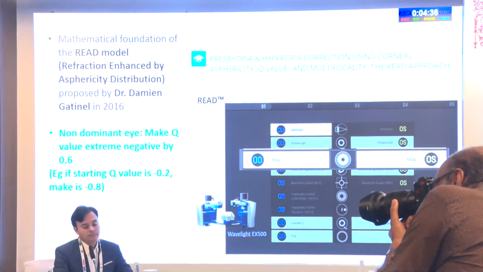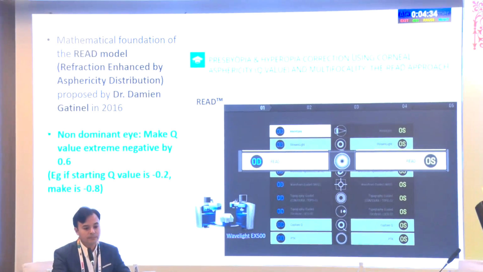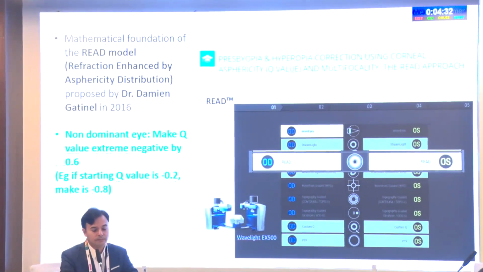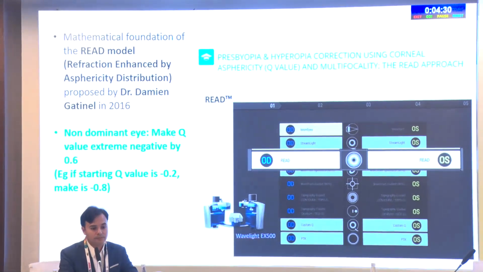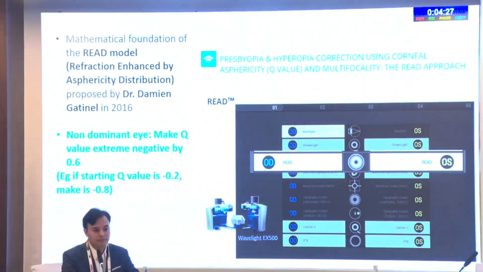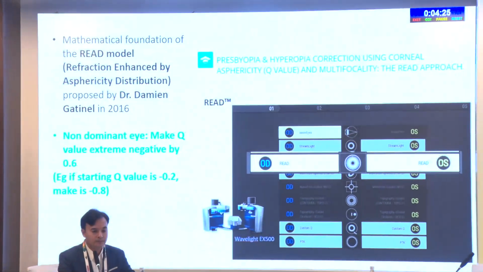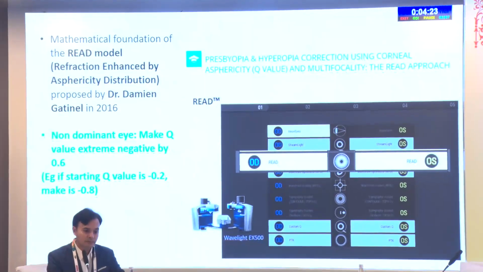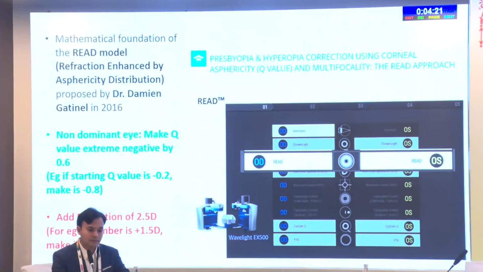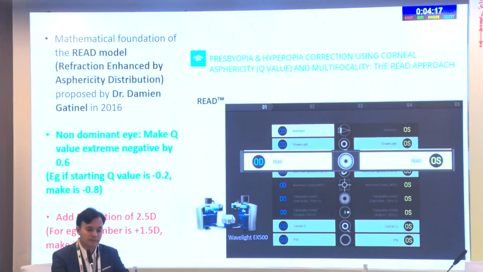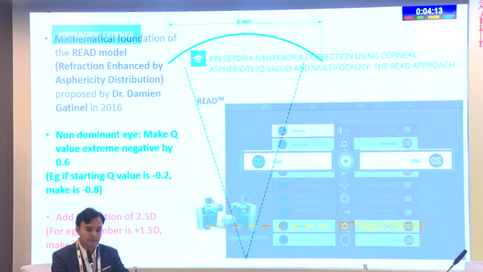As per the Reed model on the wavelight platform, although not available in India right now, they make the non-dominant eye Q value more negative by 0.6. So if the starting value is minus 0.2, it is made to minus 0.8, and a refraction of 2.5 is added. So if the number was plus 1.5, the number becomes plus 4. And this is how depth of focus is induced in the non-dominant eye.